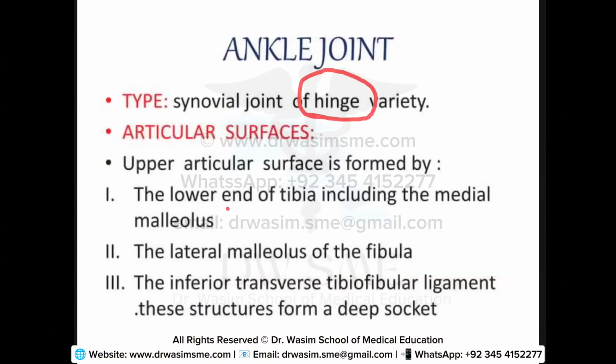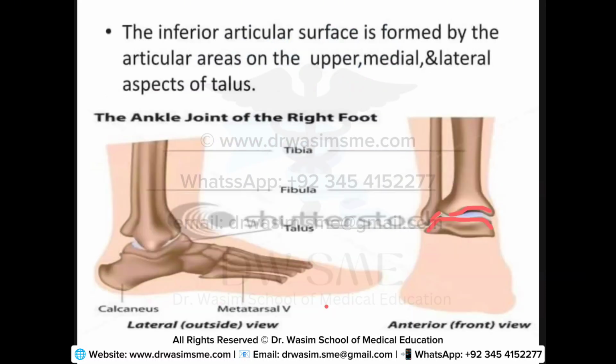The lower end of the tibia, the lateral malleolus of the fibula, and the superior aspect of the talus are going to be upper, medial and lateral. All of these areas of the talus are going to articulate and form the ankle joint.